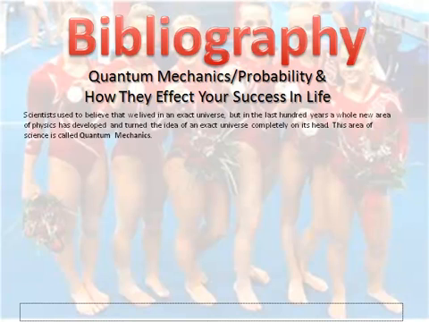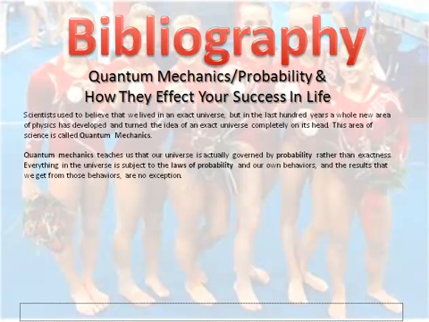Scientists used to believe that we live in an exact universe, but in the last 100 years, a whole new area of physics has developed and turned the idea of an exact universe completely on its head. This area of science is called quantum mechanics. Quantum mechanics teaches us that our universe is governed by probability rather than exactness. Everything in the universe is subject to the law of probability, and our behaviors, and the results that we get from those behaviors, are no exception.